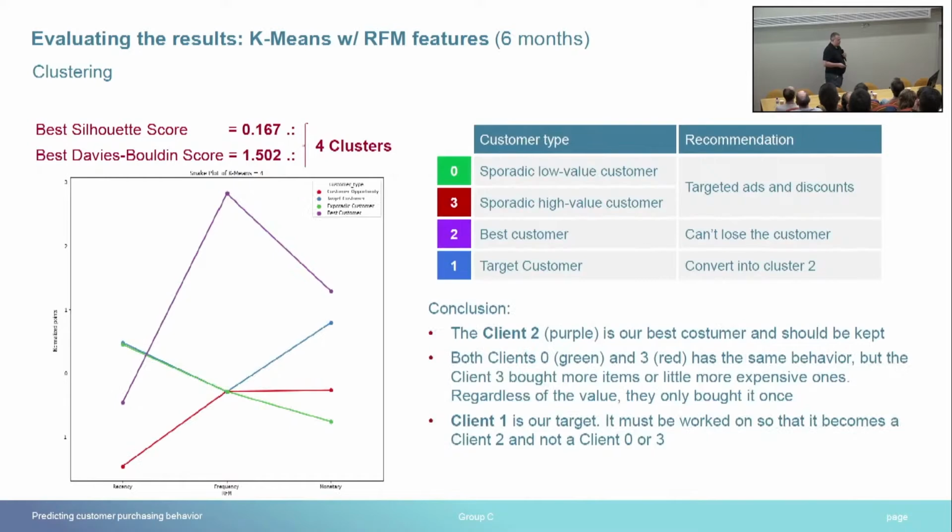So we identified our best customers. It was that purple line. And the blue one was our target. And the red one and the green one, they were sporadic. So our idea was to make this blue one become a best customer. And then we showed our client how to try to do that. And it looks quite simple, but you should remember that we have 300,000 clients in this data set. So we have tried about 6 different techniques to get those numbers.